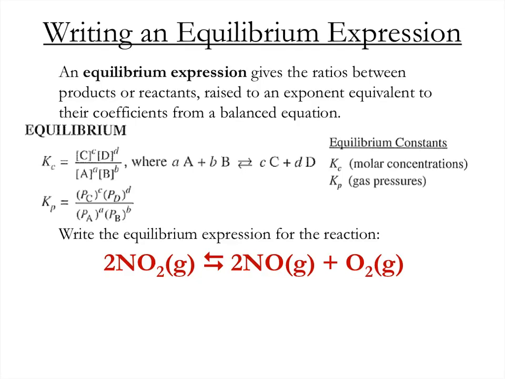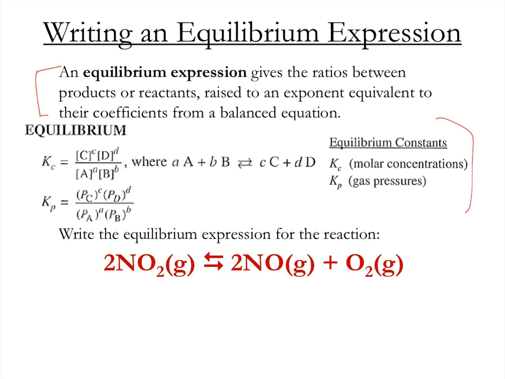Okay, welcome back. This is the second portion of the first lesson of the equilibrium unit, where we're going to look at how to write an equilibrium expression and then solve for equilibrium constants. So an equilibrium expression is the same thing really as a mass action expression, where it gives ratios between products and reactants raised to the exponent equivalent to their coefficient from the balanced equation.